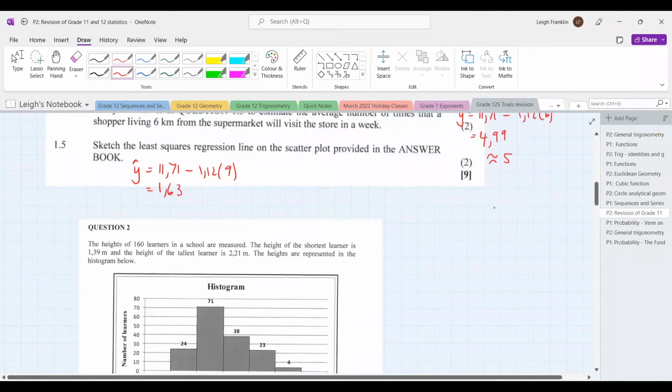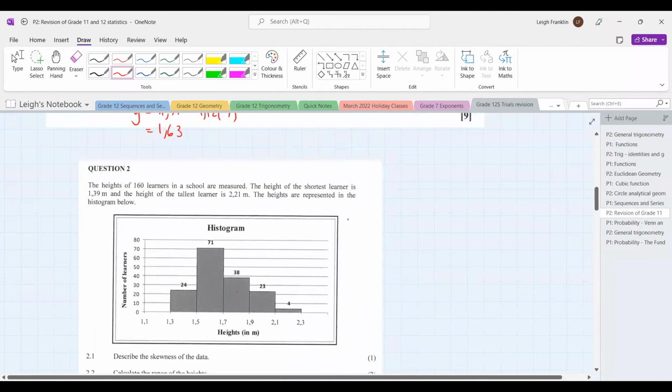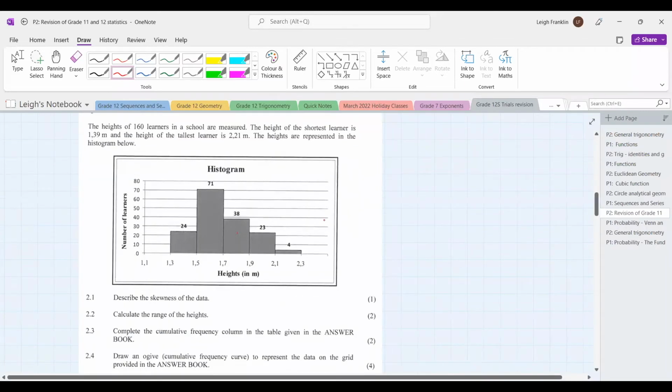All right, so I hope you can see this okay. It tells us that the height of 160 learners in a school are measured. The height of the shortest learner is 1,39, and the height of the tallest learner is 2,21. Wow, that's really tall. The heights are represented in the histogram below. Okay, describe the skewness of the data.